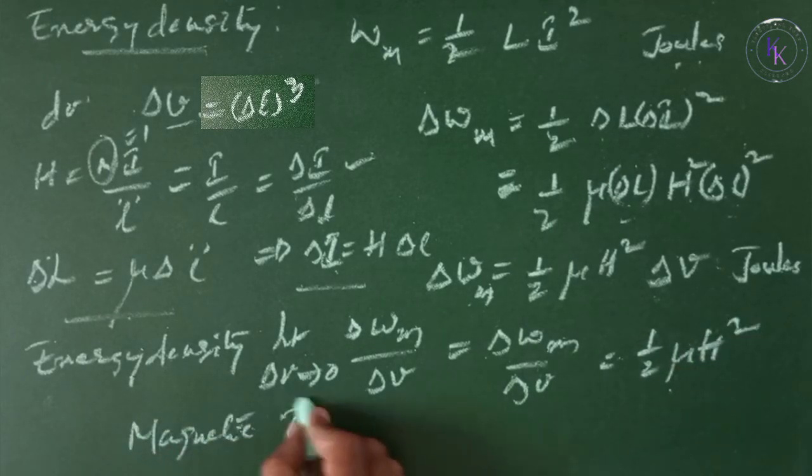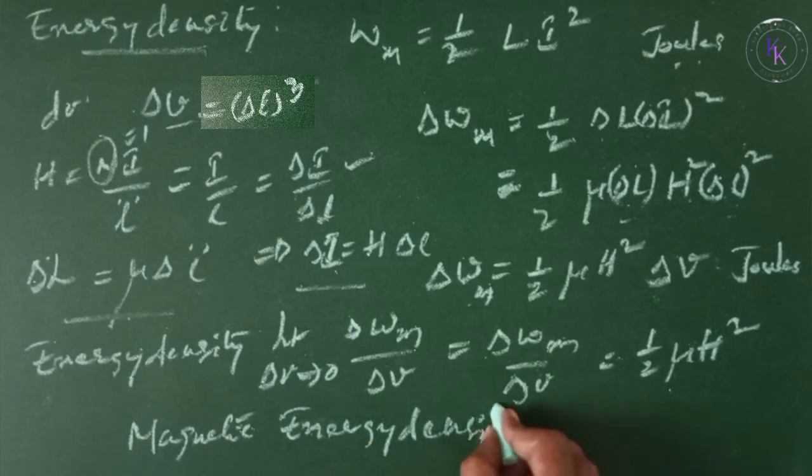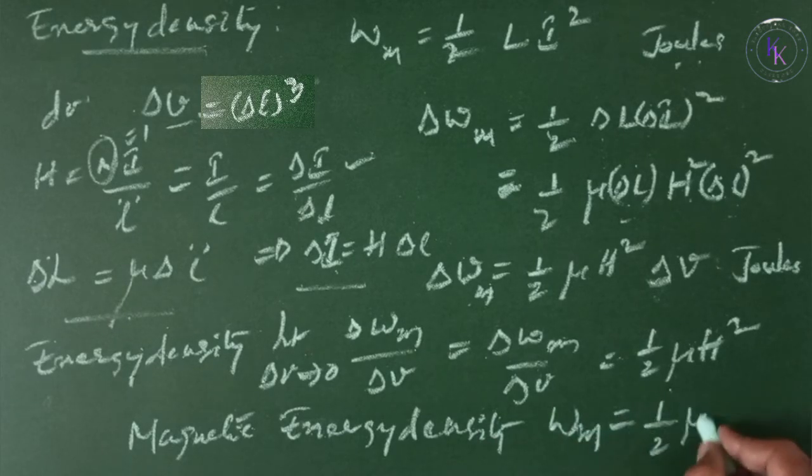Magnetic energy density Wm is given by half mu H square.